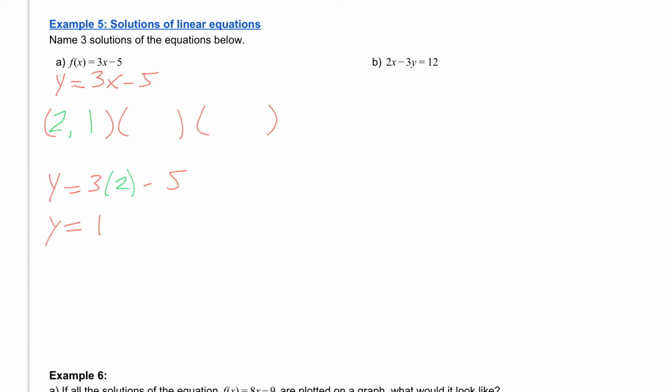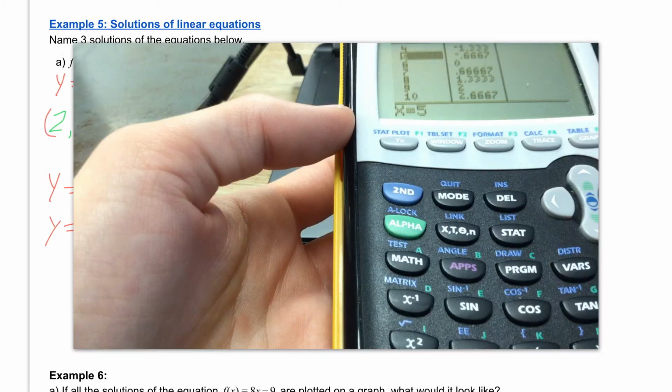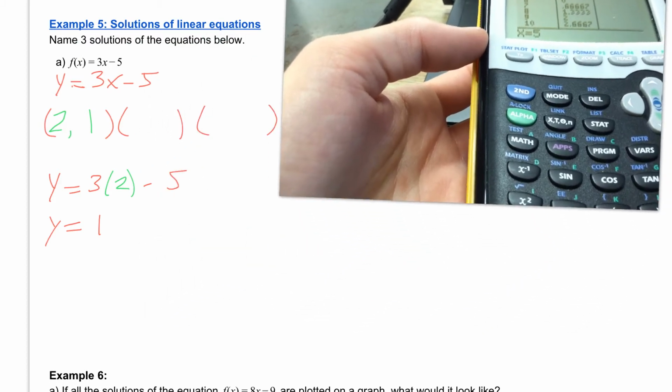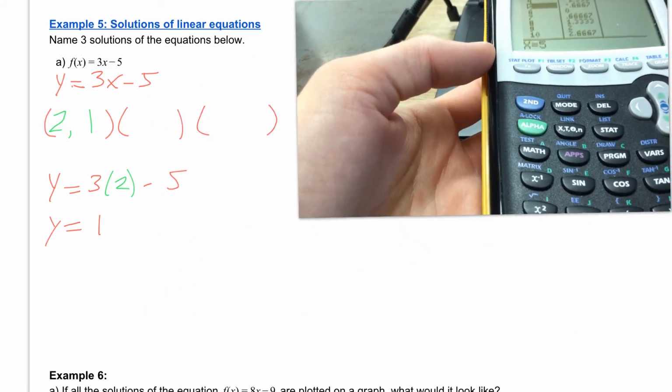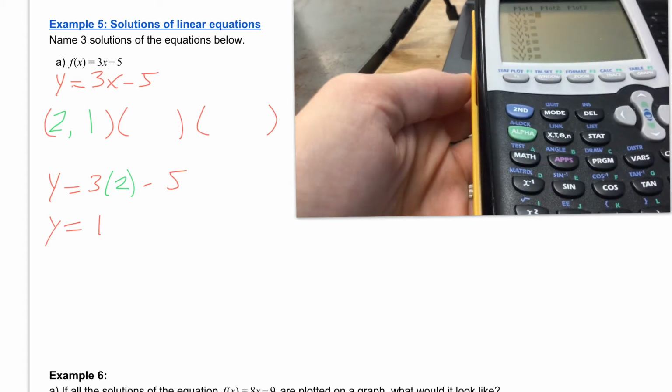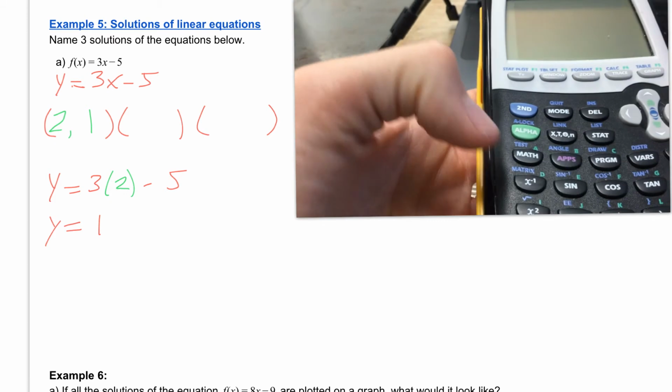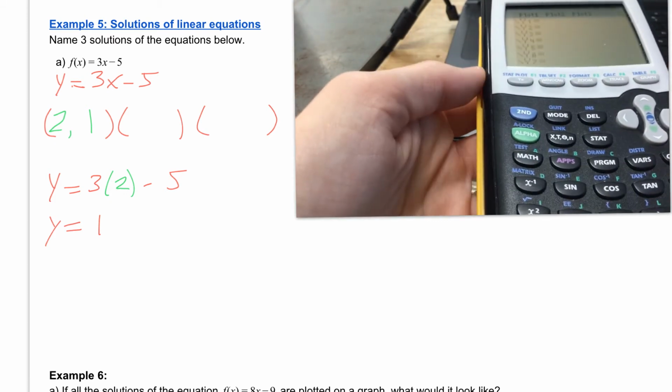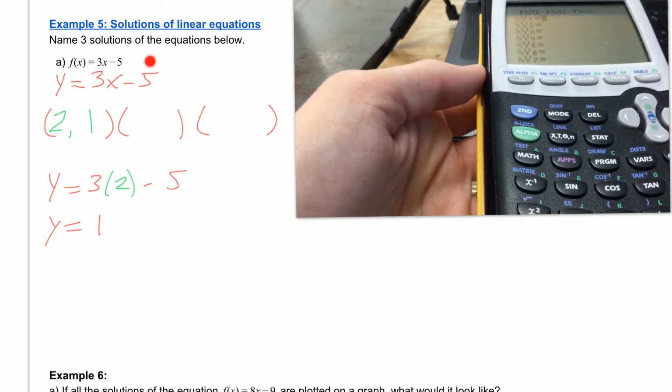Another way to do this is using your graphing calculator. So you could go to your y equals. So let's pull up the graphing calculator here. Okay, so let's move this over here. Okay, so if we take a look at the graphing calculator right here, if I go to my y equals, remember up here in the corner, I have that y is equal to 3x minus 5.